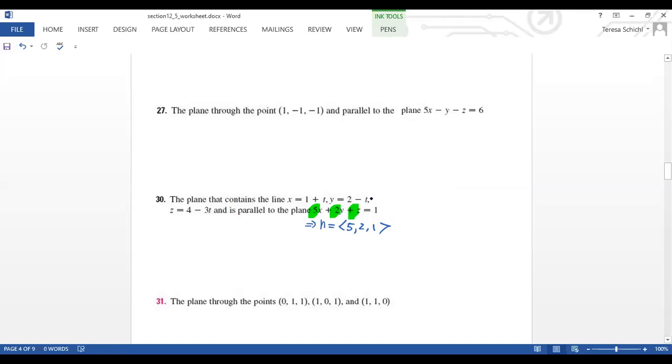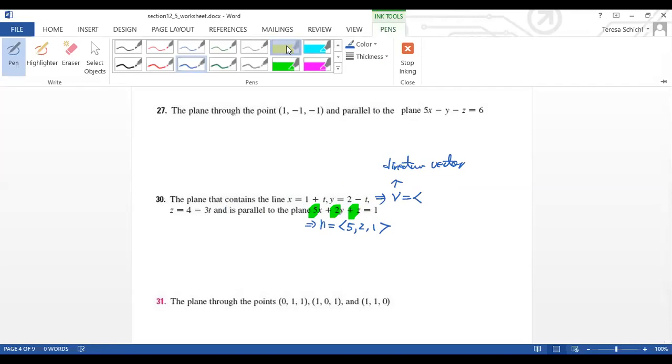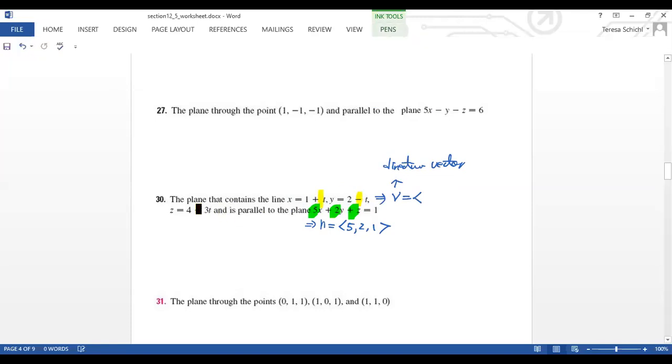But this plane contains this line. So from the line, I know the directional vector, right? So this is the directional vector. What is this directional vector? This directional vector is the constant in front of the t's here, correct? So the directional vector here will be (1, -1, -3), all right?